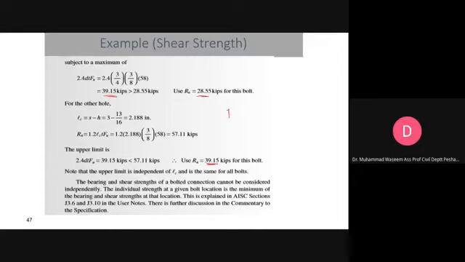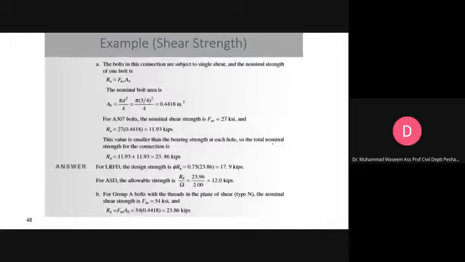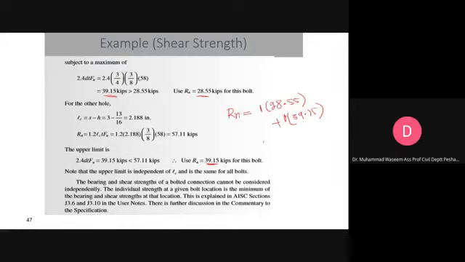What will be the total strength of this connection? There is one bolt at the edge. There is one bolt. This one? Yes. So this comes out to be how much? Let me check. Yes. This is not mentioned, but you can calculate the total bearing strength.